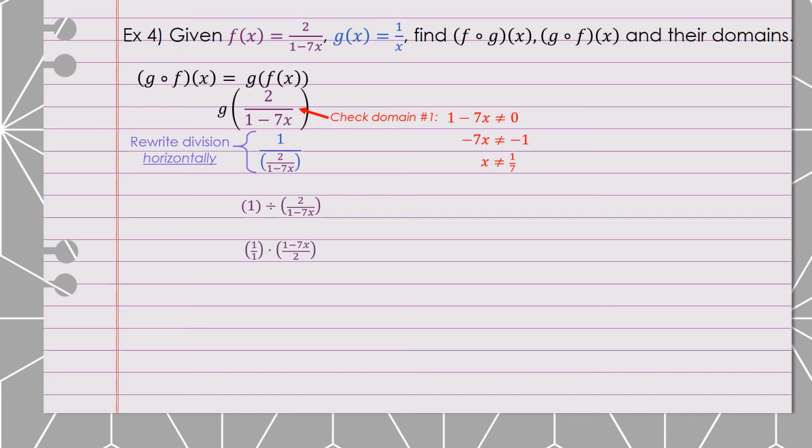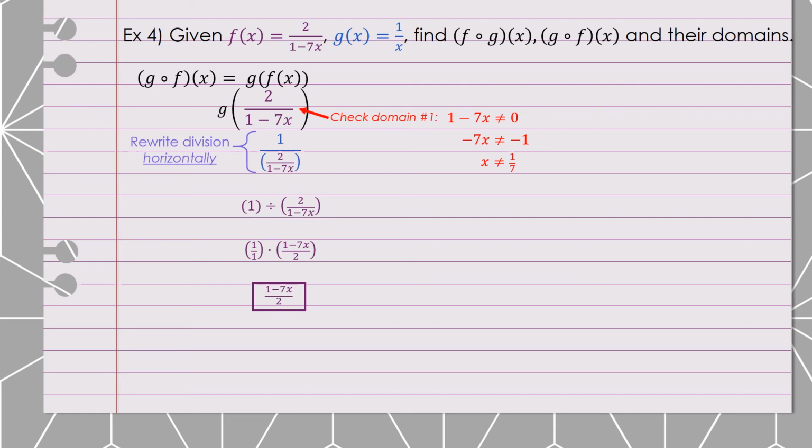And when we rewrite this, it becomes 1 over 1 times the reciprocal, or the flipped version, which now becomes 1 minus 7x all over 2. Since we are now multiplying two fractions, remember we multiply top times top, bottom times bottom, which gives us 1 minus 7x all over 2, and that is your result of the composition.